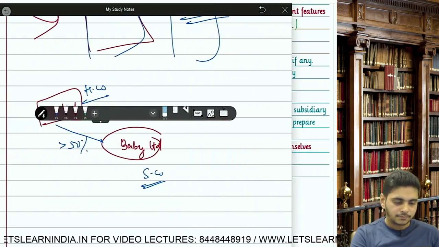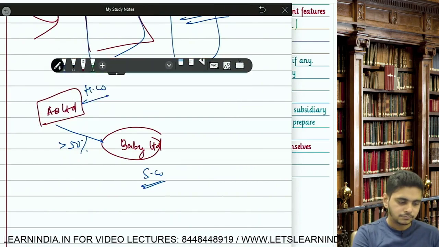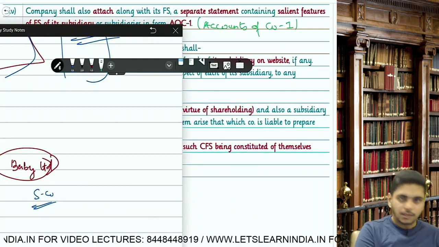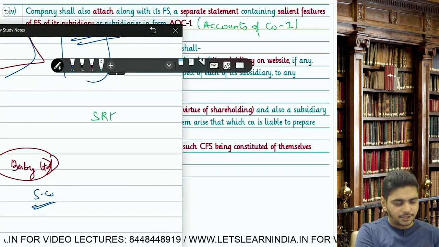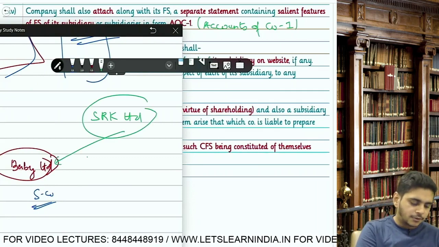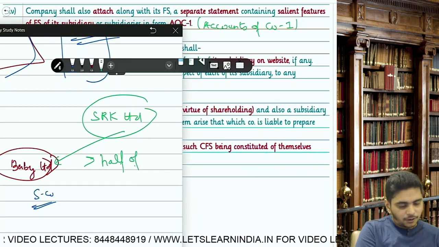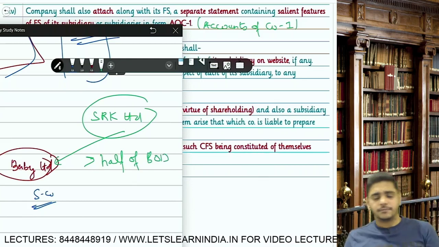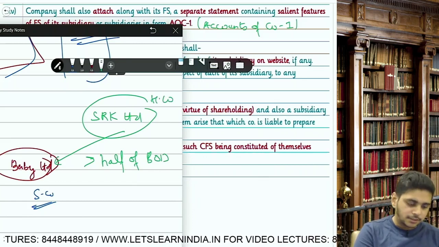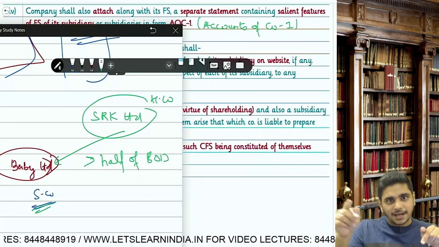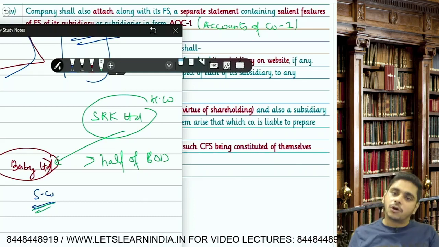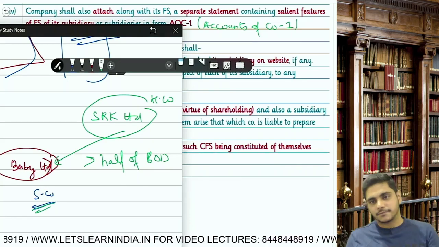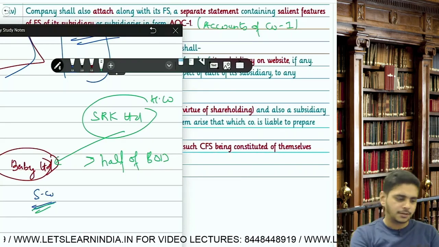Imagine this is not there. If one more company is there, imagine SRK Limited, Shah Rukh Khan Limited. He controls more than half of the board of directors of Baby Limited. So this becomes holding company, this becomes subsidiary company. In this example, SRK and Baby, who will do the conso? Sir, SRK. Correct? Because it has become holding and subsidiary.